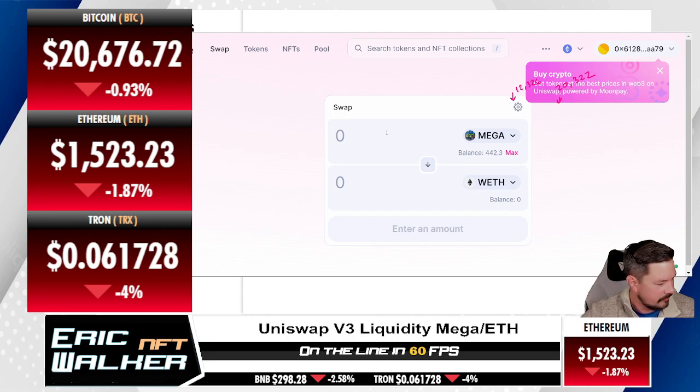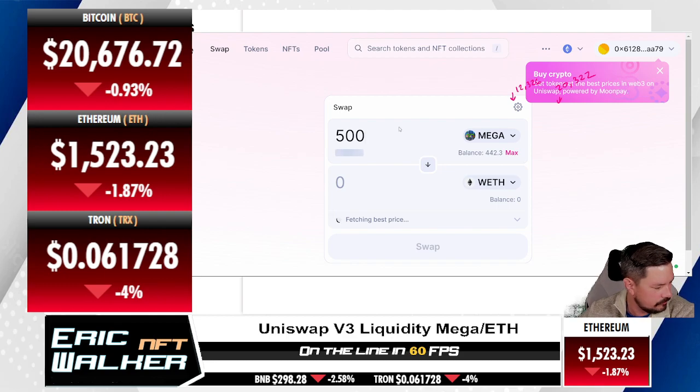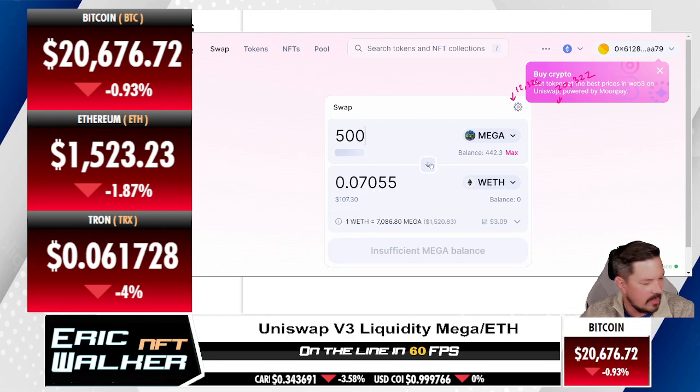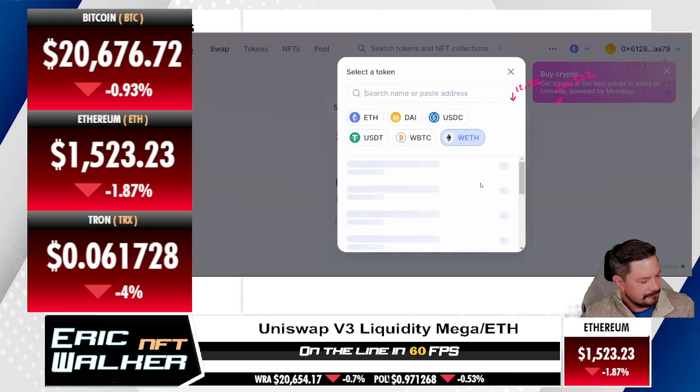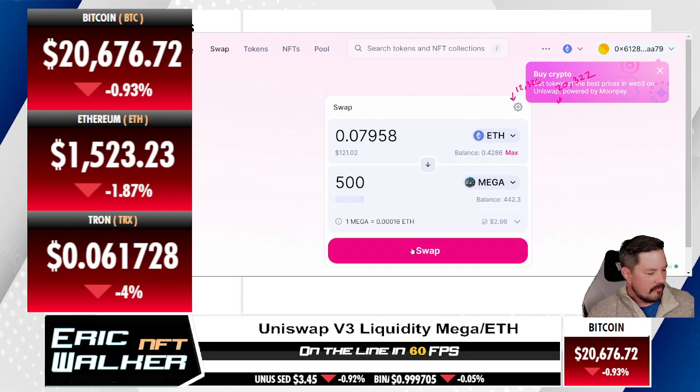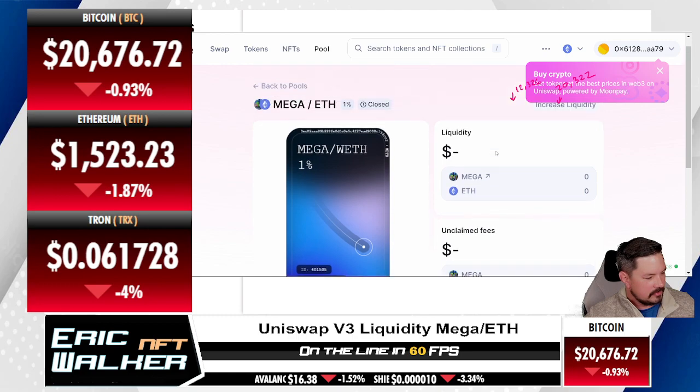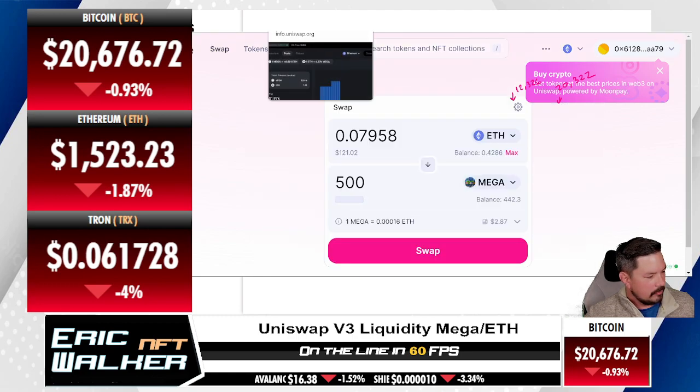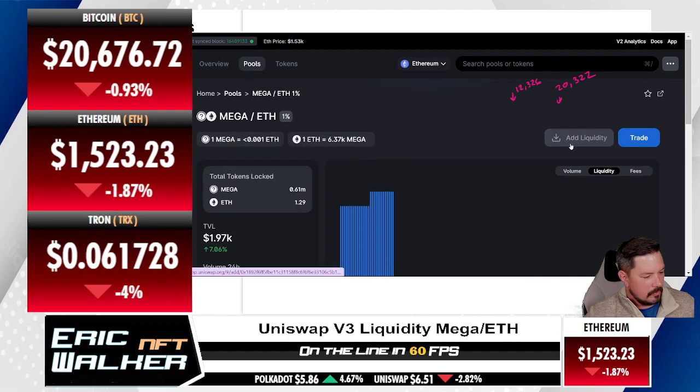So right here, this is where I think the misconception is. Let's say I have 500. Let's flip this around. I don't have 500 Mega in my wallet. However, I would get 0.07 ETH. If I flip that around, 0.07 gets me 500, right? And if I click swap, have I provided liquidity to the game? No, that hasn't created any liquidity at all. Where you're actually going to create liquidity is to go to this add liquidity button.